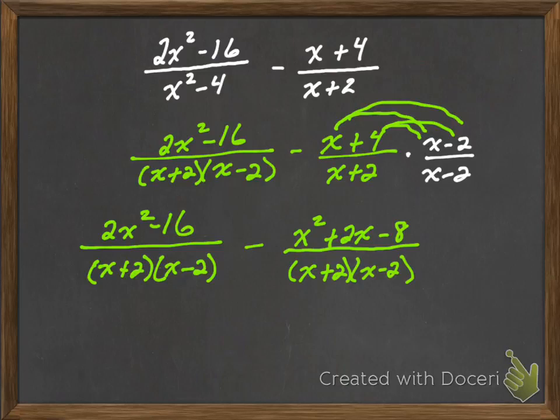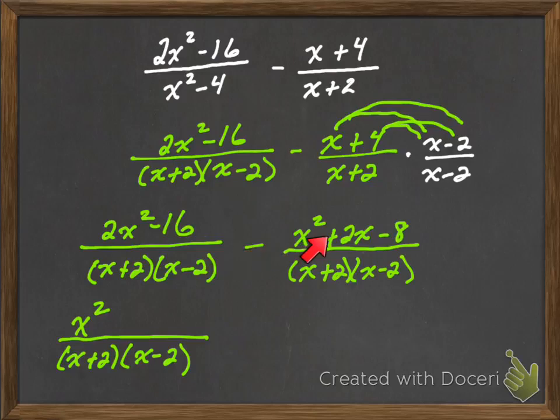All right, so now subtracting these two fractions, you're going to have x plus 2 and x minus 2 as a denominator. You have 2x squared minus x squared. That will give us just an x squared. We have a minus 2x, which will be right here. And then we have negative 16 minus negative 8. That changes to plus 8. So negative 16 plus 8 is minus 8.